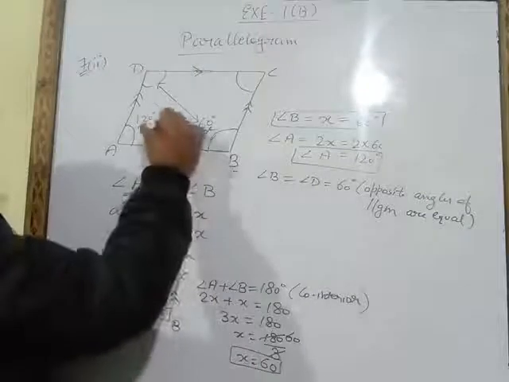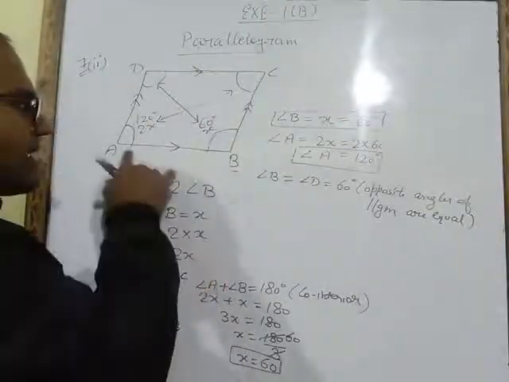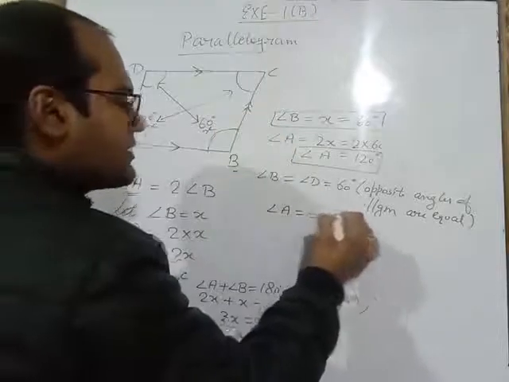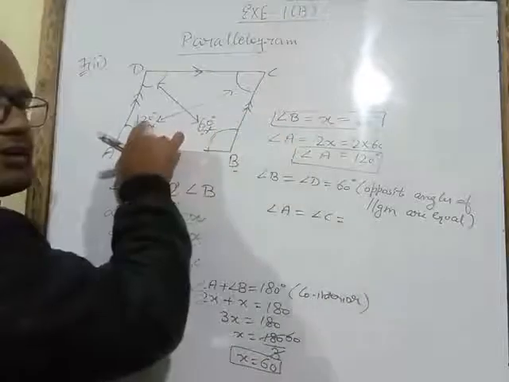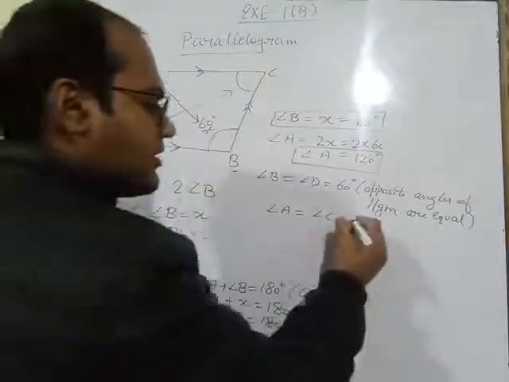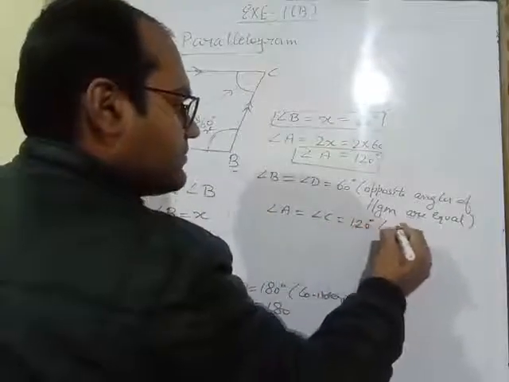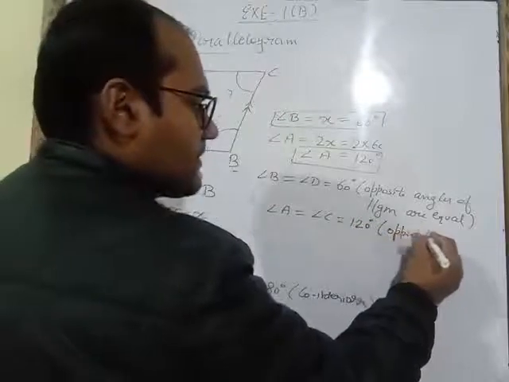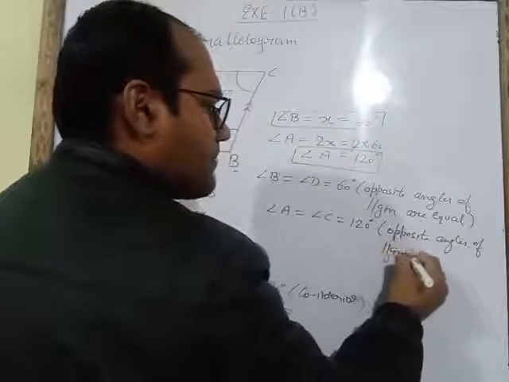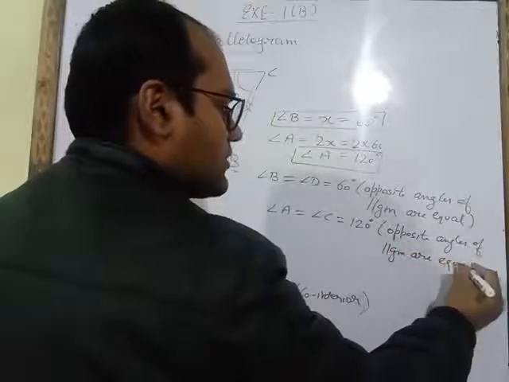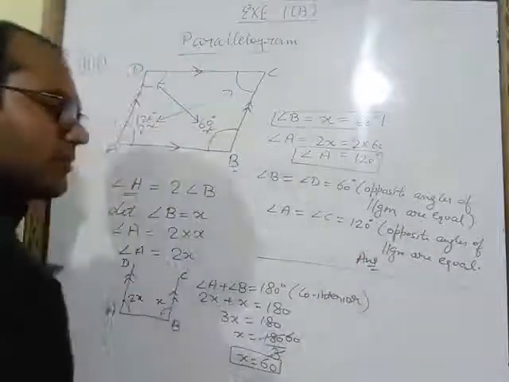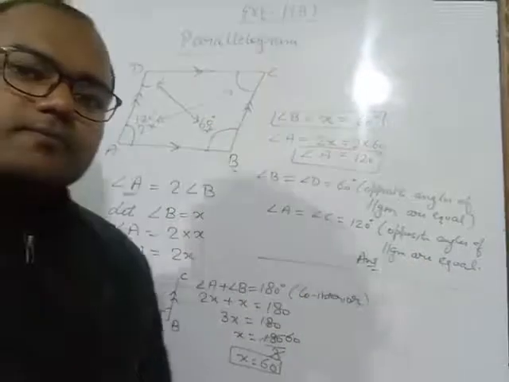Similarly, these two angles are also opposite angles, angle A and angle C. So angle A equal to angle C, and both will be 120. Since the value of angle A is 120, then angle C will also be 120 because opposite angles of a parallelogram are equal. So this is your final answer of question number 7, second part.